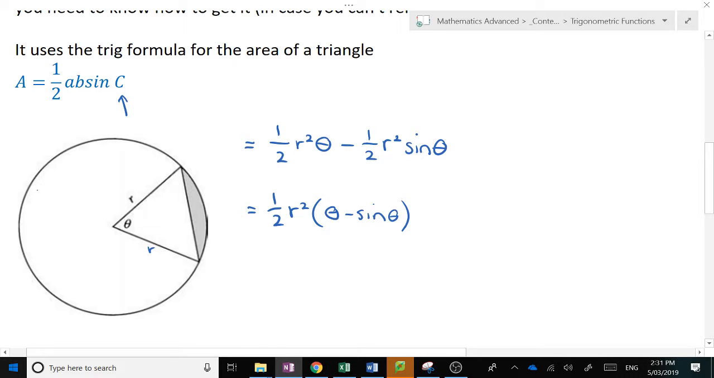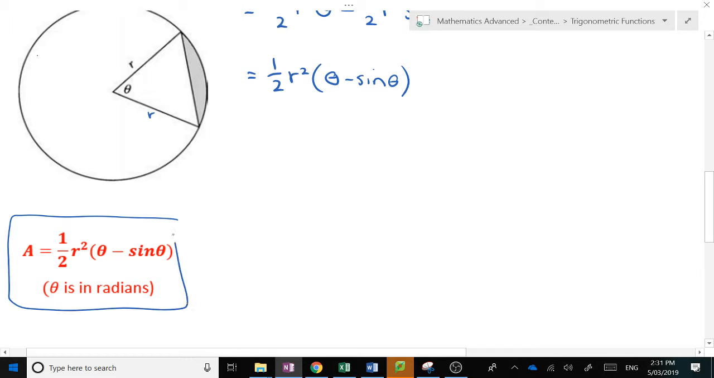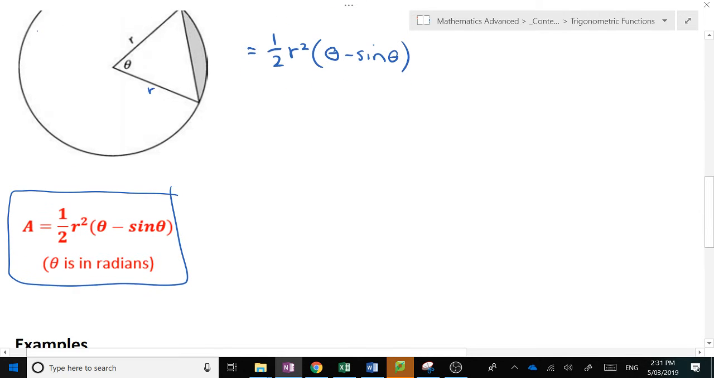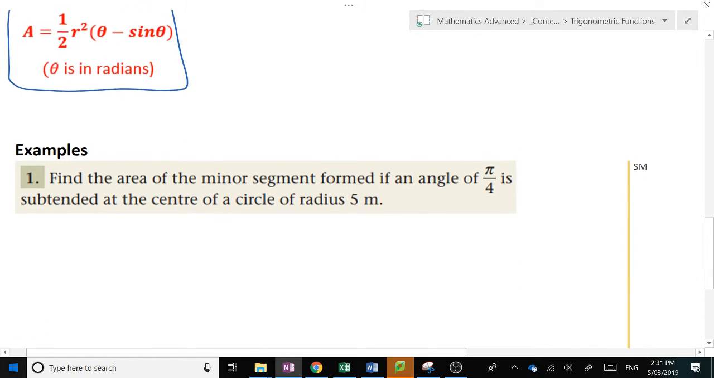If you want, you can use the one above, but it just saves you putting half r squared in twice. So that's it there. Beautiful. And remember, they both have to be in radians. Okay? So, examples, and then you can have a go at it yourself.